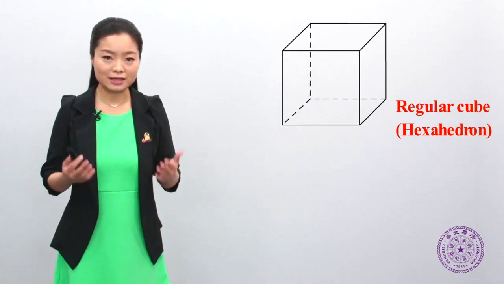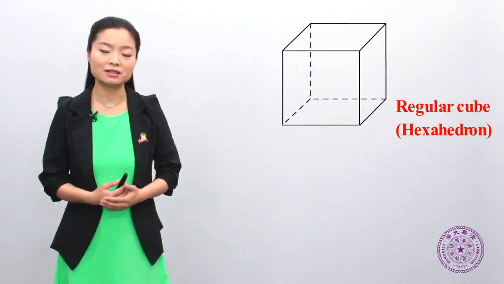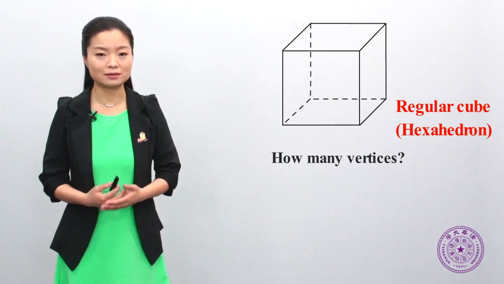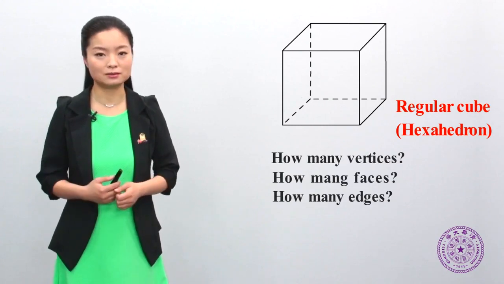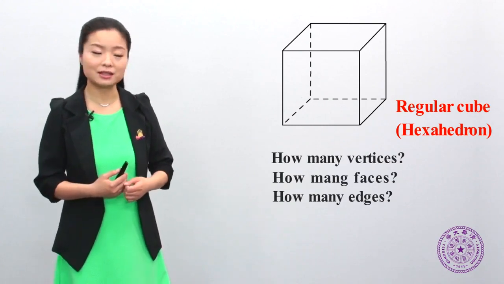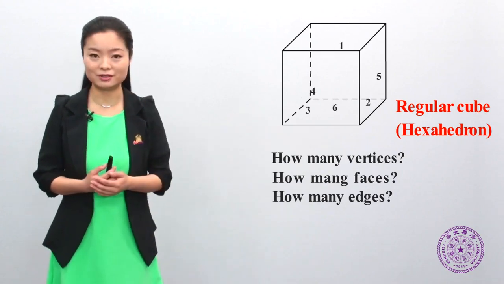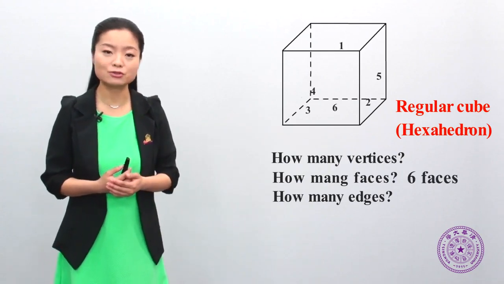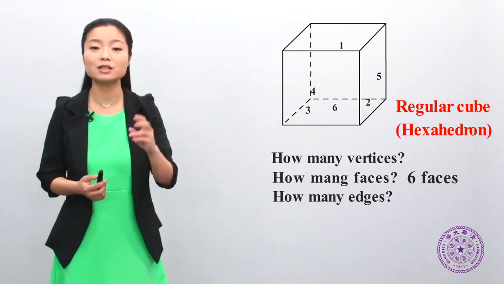First, we may need to study the corresponding cube. We need to know how many vertices it has, how many faces, how many edges. A cube contains 6 faces, which makes it simpler to analyze as a hexahedron. This hexahedron must contain 6 faces.